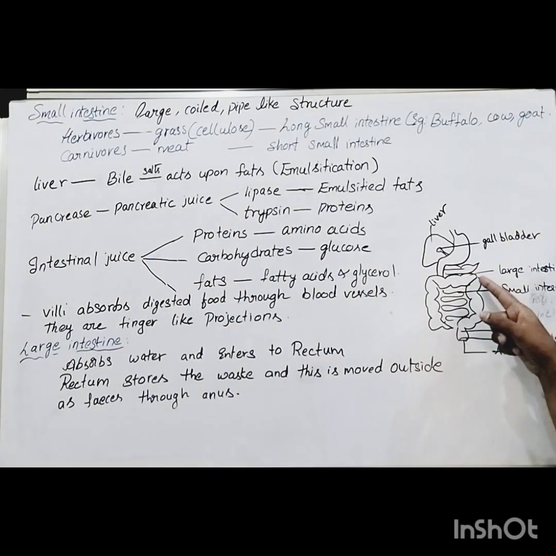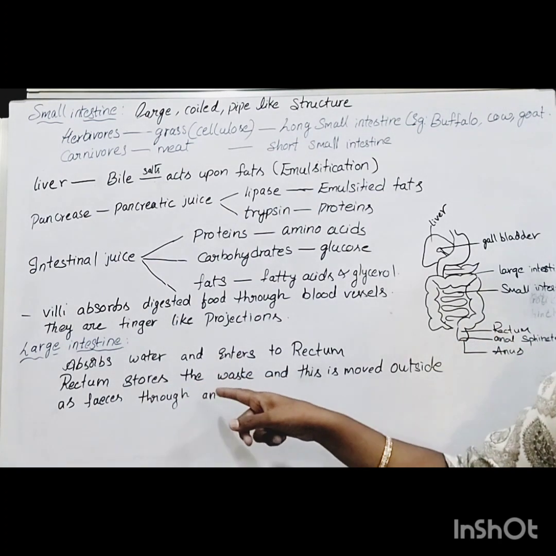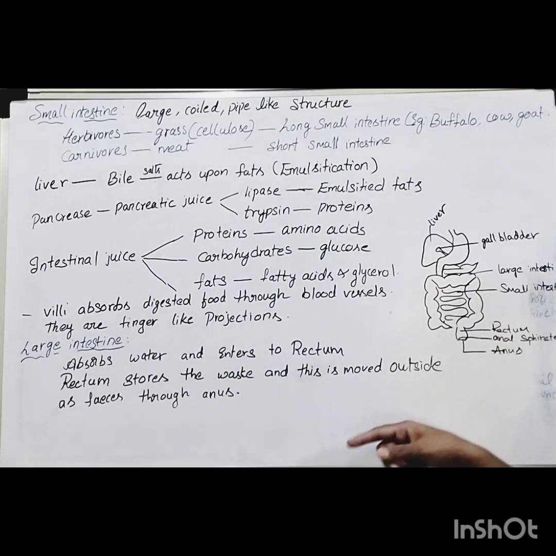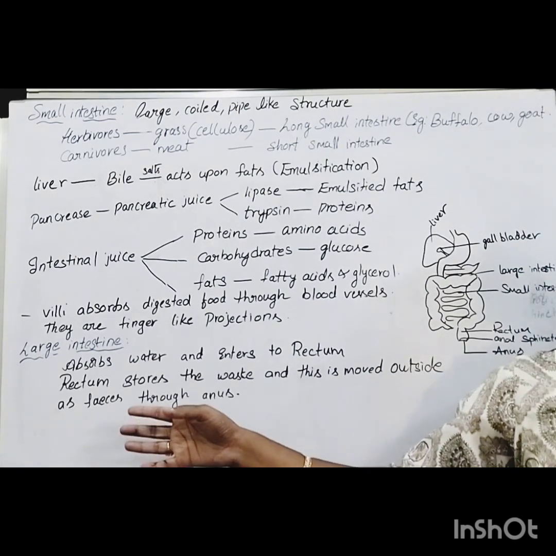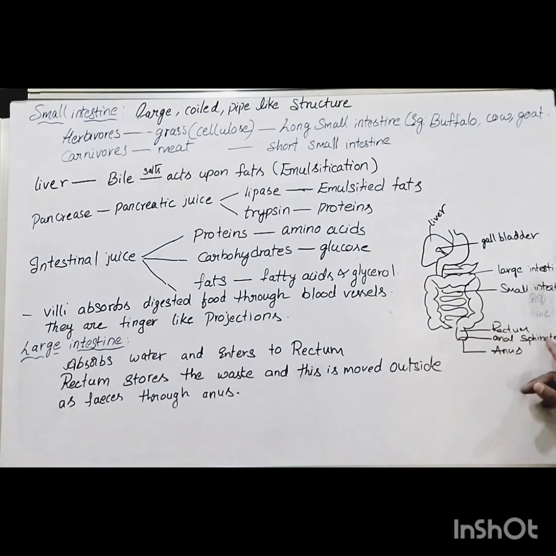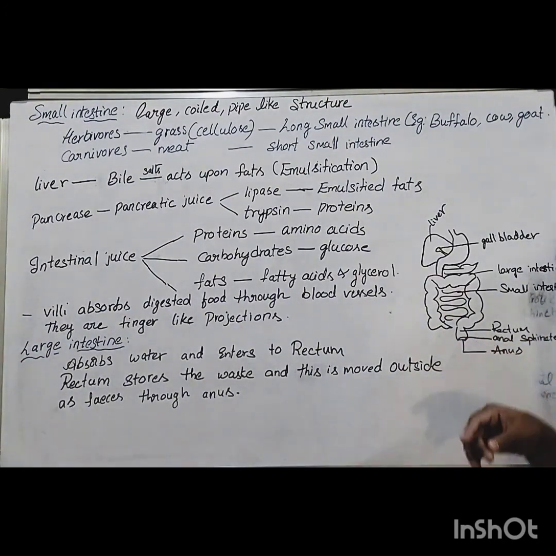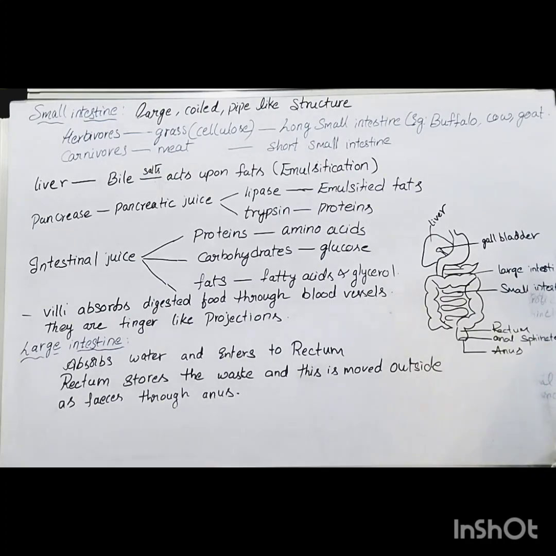After that, after absorption of water, this waste material will be carried into the rectum here. Here the rectum stores the waste material, which is moved outside in the form of feces through the anus. Here there is a sphincter muscle at the anal region. This will act and help in the movement of feces through the anus.